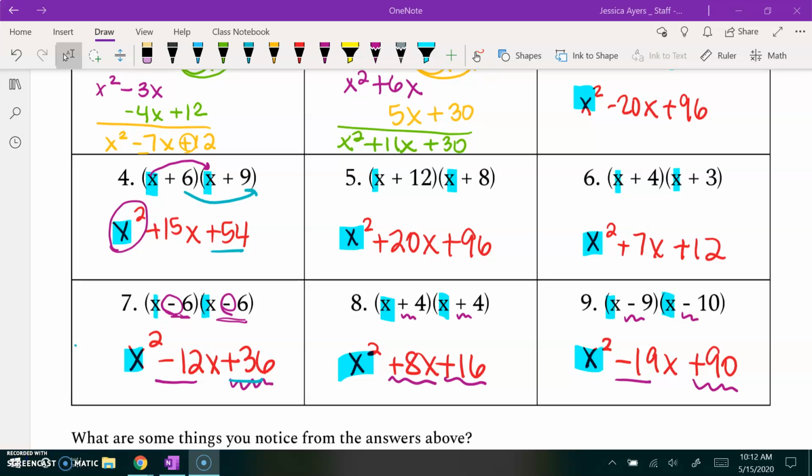Stay tuned for your next video on going the backwards route. We'll be starting with our trinomial and getting back to the binomials that were multiplied to give it to you.